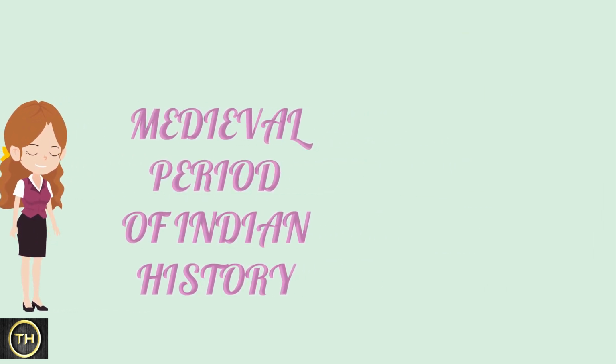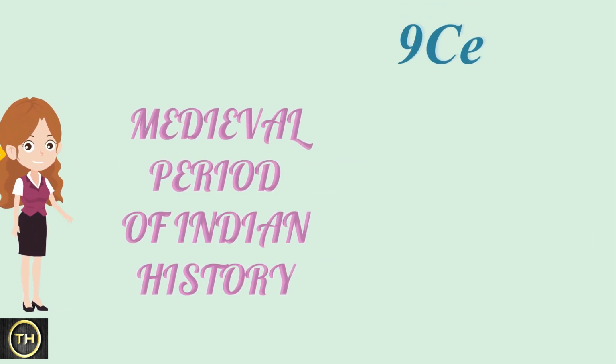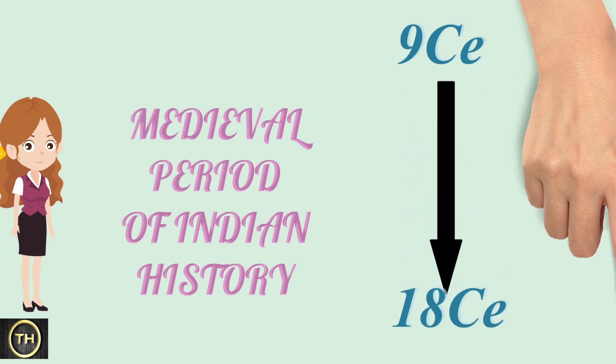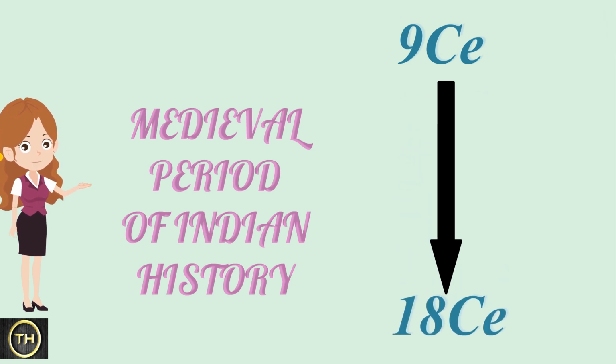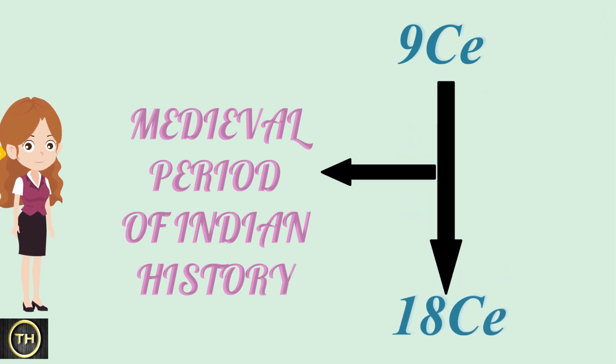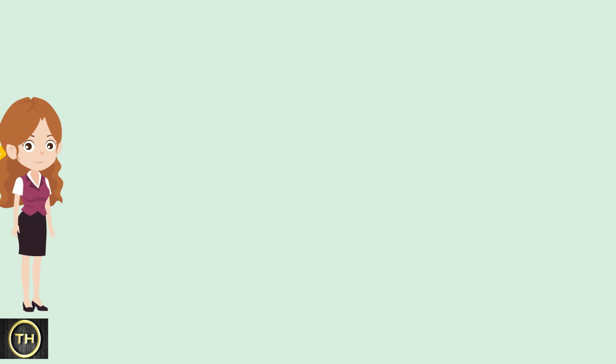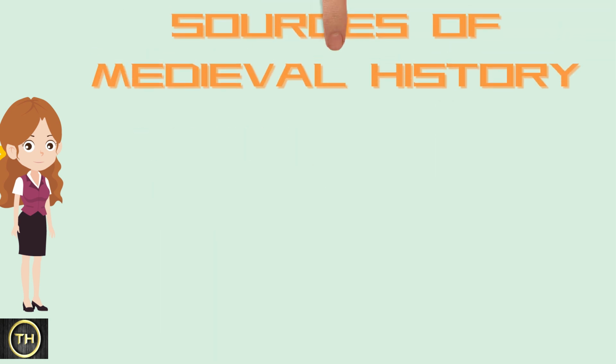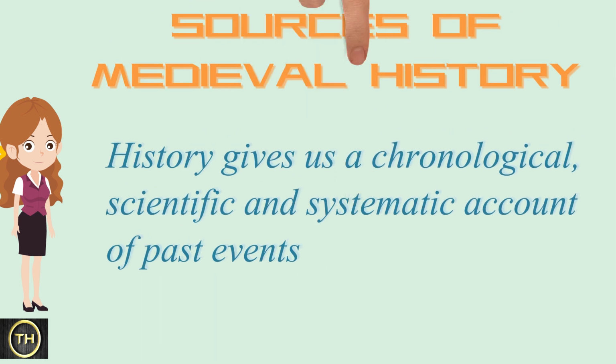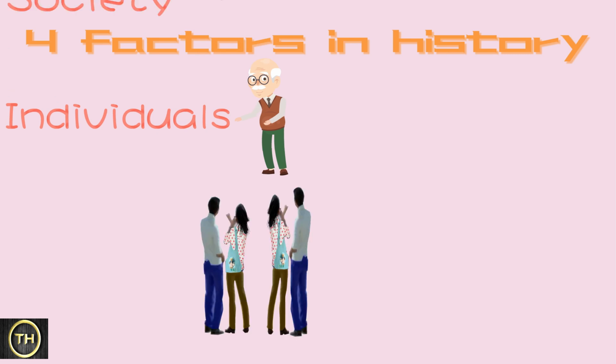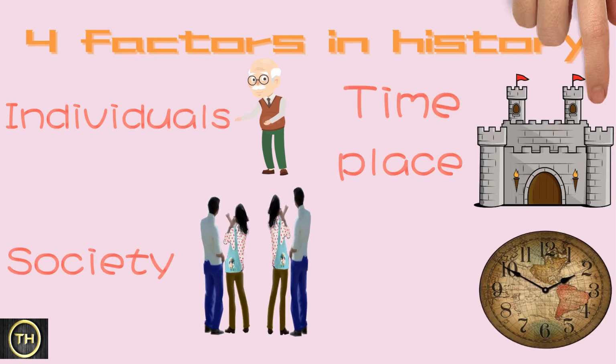Broadly, the period from the 9th century CE till the end of the 18th century CE is considered to be the medieval period of Indian history. In this lesson, we are going to study the sources of medieval history. History gives us a chronological, scientific, and systematic account of past events. So, students, there are four important factors in history: individuals, society, place, and time.